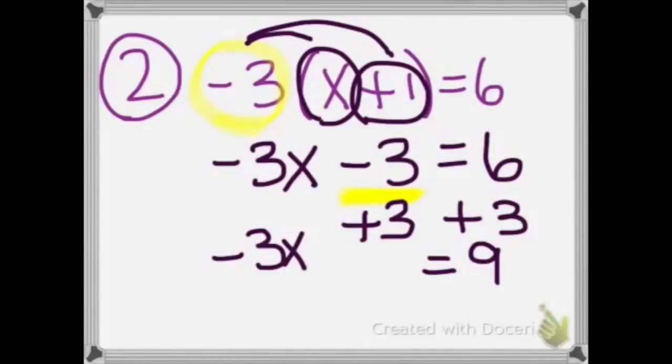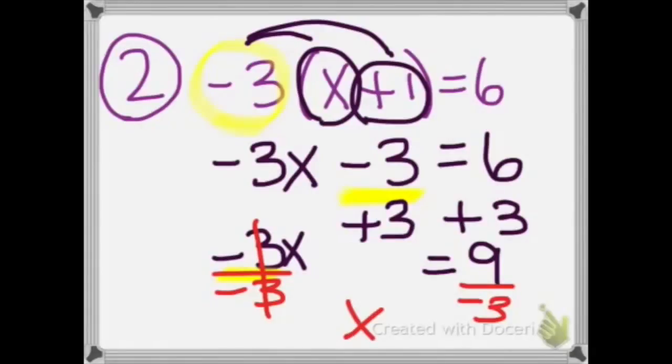Now, the last step says multiply or divide the number with the variable. So we have a negative 3 times x. The opposite of times is divide, so I will divide both sides by negative 3. And I will get negative 3 divided by negative 3 is 1. So 1x equals 9 divided by negative 3 is negative 3. So our answer is x equals negative 3.